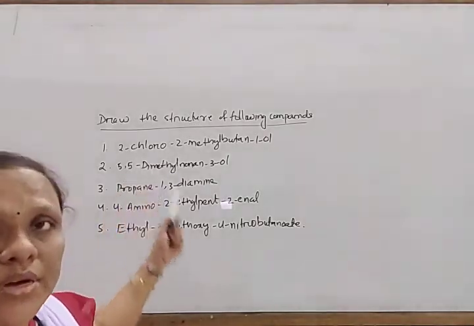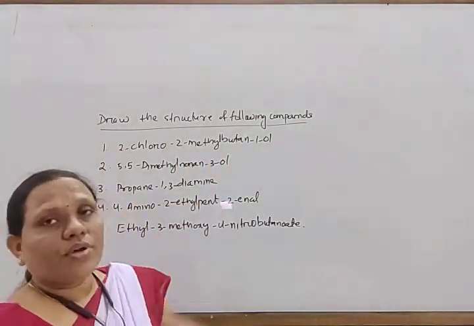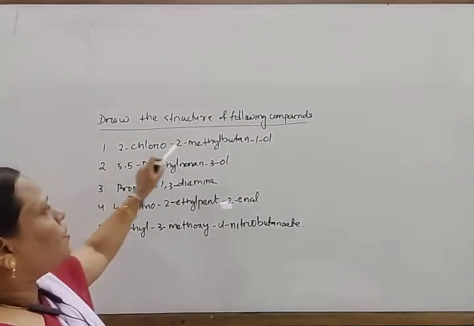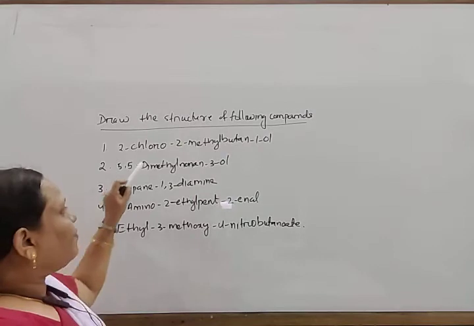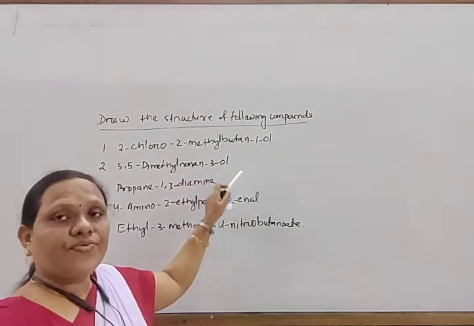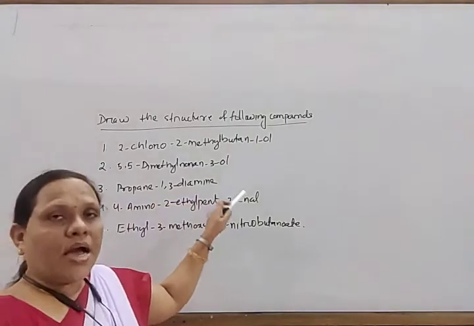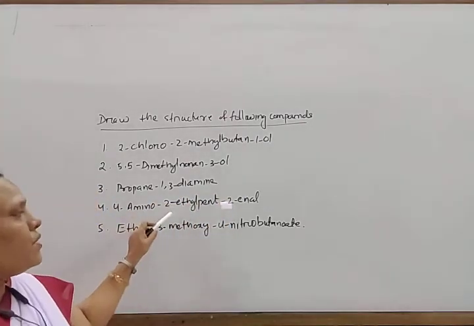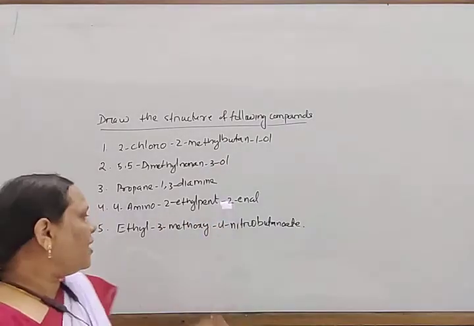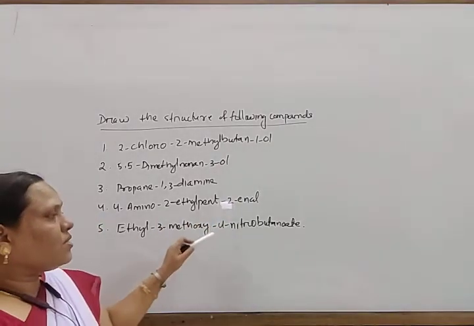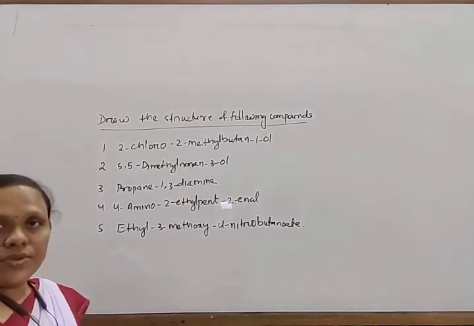Now this is homework for you. So try to solve this. Draw the structure of the following compounds: 2-chloro-2-methylbutan-1-ol, 5,5-dimethylnonan-3-ol, propane-1,3-diamine, 4-amino-2-ethylpent-2-enal, ethyl 3-methoxy-4-nitrobutanoate. Okay.